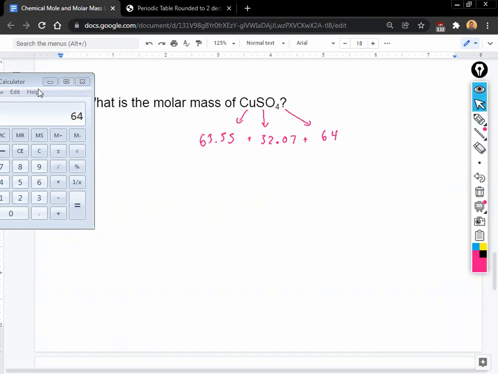Okay, so all we need to do is add them up. So we're going to add 63.55, 32.07 plus 64. That'll give us a final answer of 159.62. So the molar mass of CuSO4 is 159.62.